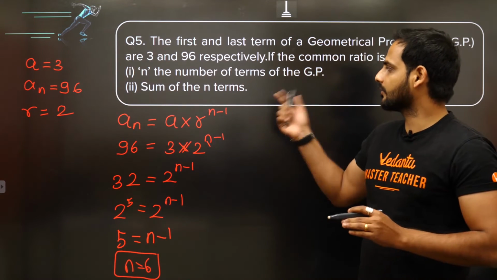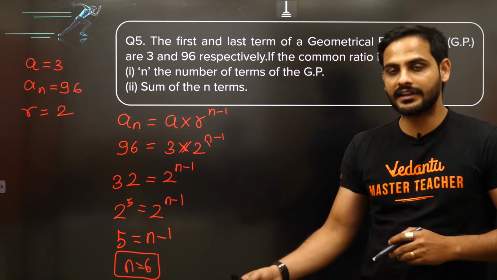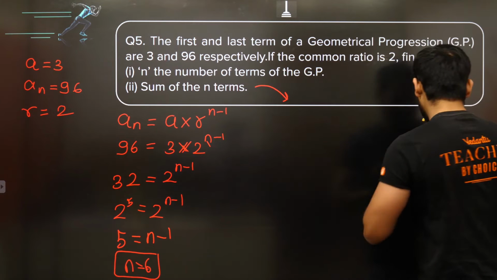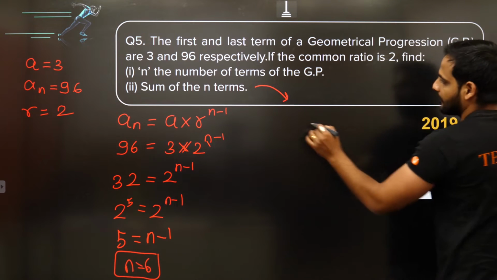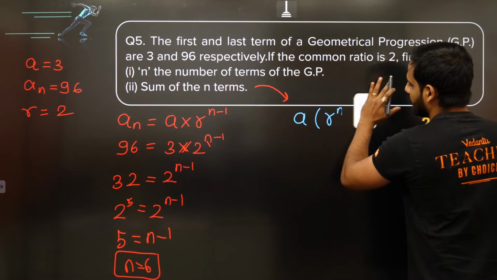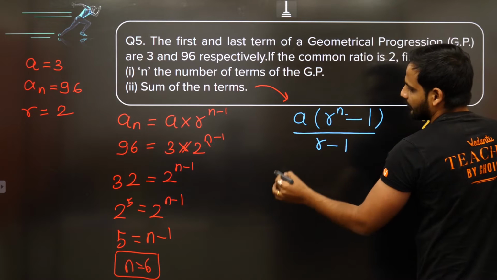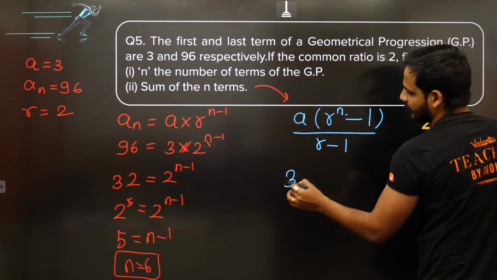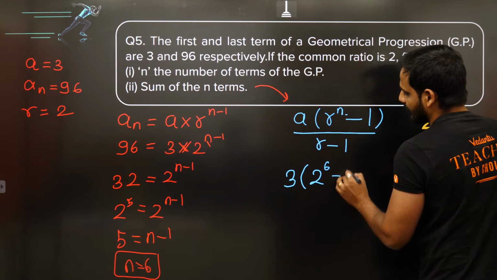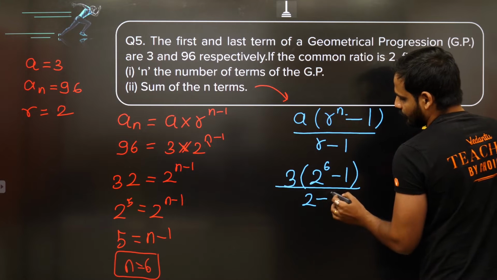Now that we have n, we need the sum of n terms. So beta, here you can see, since the common ratio is greater than 1, the formula for the sum of the GP used will be a into r raised to the power n minus 1, divided by r minus 1. So it will become a, which is 3, into 2 raised to the power n, which is 6, minus 1, divided by 2 minus 1.